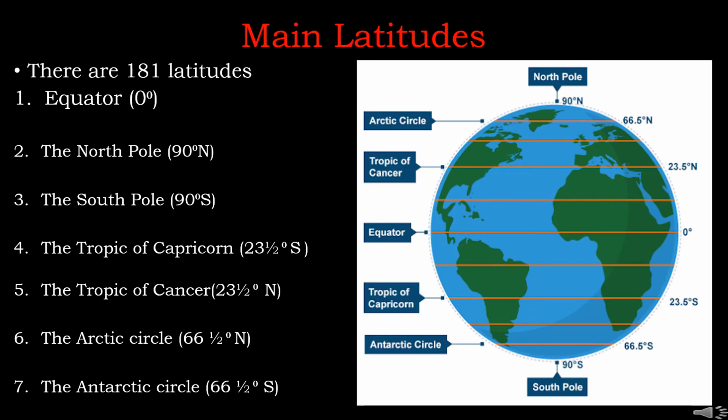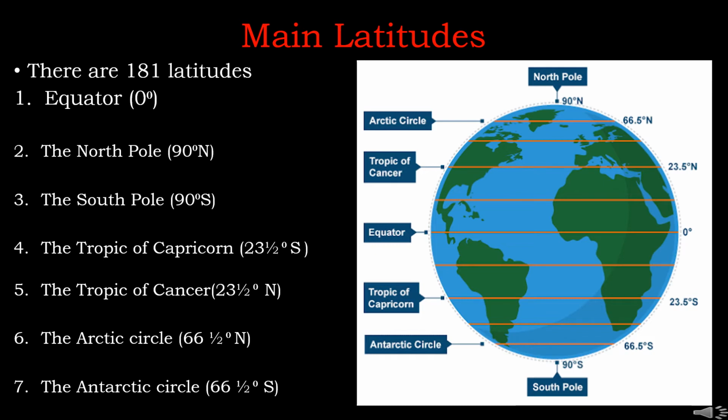Now let us study about the main latitudes. There are 181 parallels of latitudes at 1 degree intervals. The first one, the equator. Equator is the longest line of latitude. It represents 0 latitude. The second one, the North Pole, is located at an angular distance of 90 degrees north of the equator.